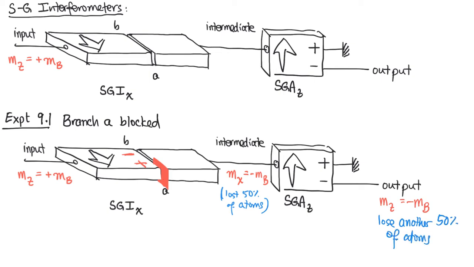So for example, if we started with 100 atoms at the input, then we would have 50 atoms at the intermediate, and we'll only have 25 atoms at the output. So the overall probability for input to output, the probability of transmission, is only 25%.